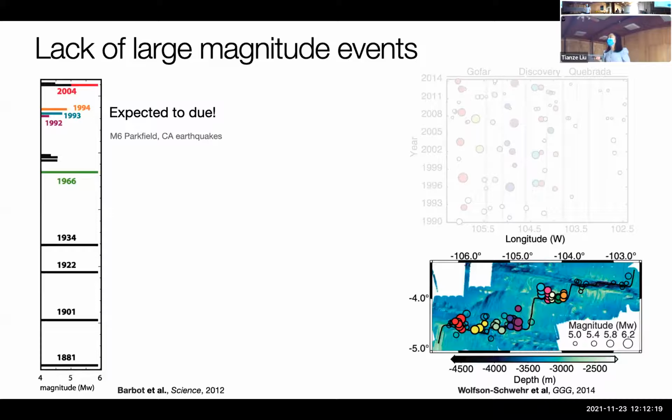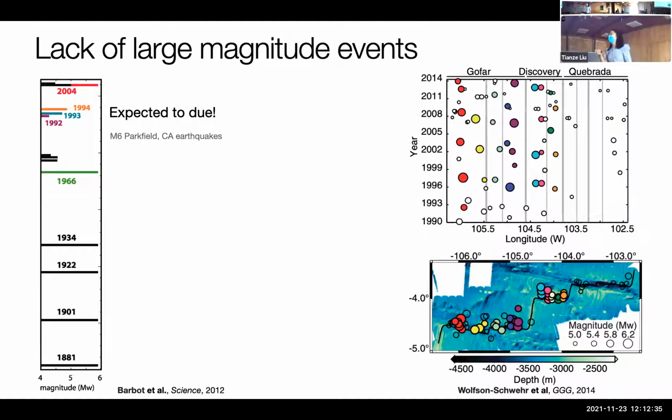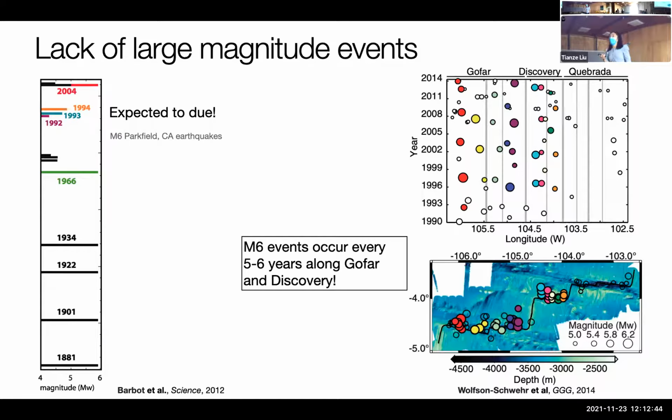And for the QEG system. In this map, I'm showing you the location of magnitude 5 and above earthquakes along the fluid transform fault system. Each circle represents an earthquake. And if we plot those earthquakes over time, you can see that these earthquakes happen quite periodically. Magnitude 6 events occurred every 5 to 6 years along the Gofar and the Discovery transform faults. This provides a great opportunity for us to capture the earthquake rupture process of a moderate size earthquake.